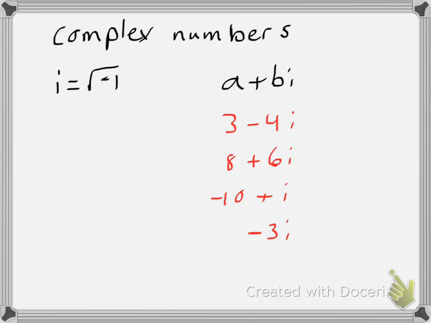So a complex number takes the form of a plus bi, where a and b are integers. So they can be positive or negative whole numbers, and they will be what they will be.